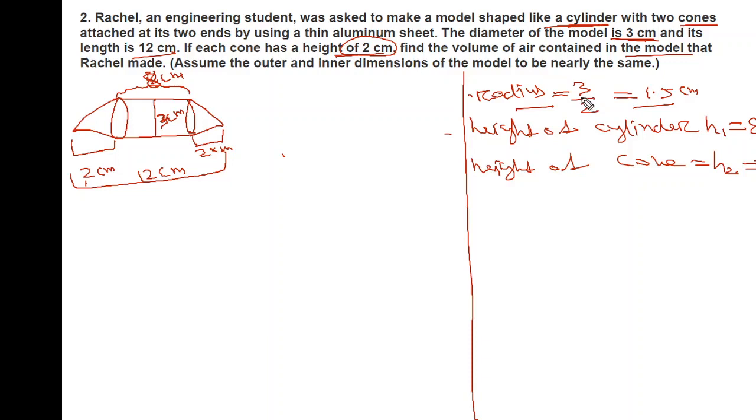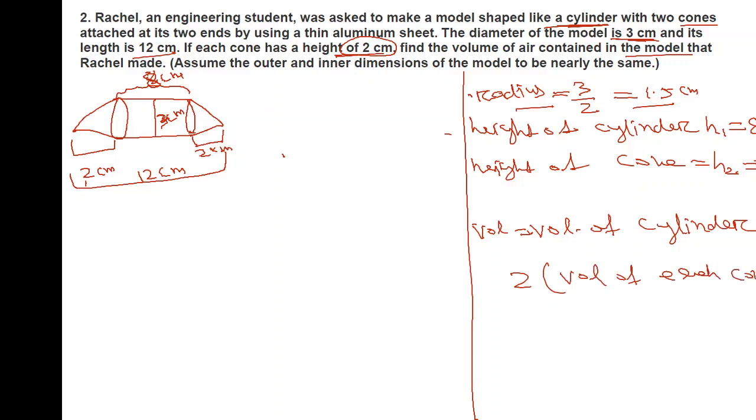So we'll find the total volume. So volume will be equal to volume of 2 cones plus volume of the cylinder. So you can write volume of cylinder plus 2 into volume of each cone. Which will be equal to volume of the cylinder, you know the volume of the cylinder formula is pi r square h.